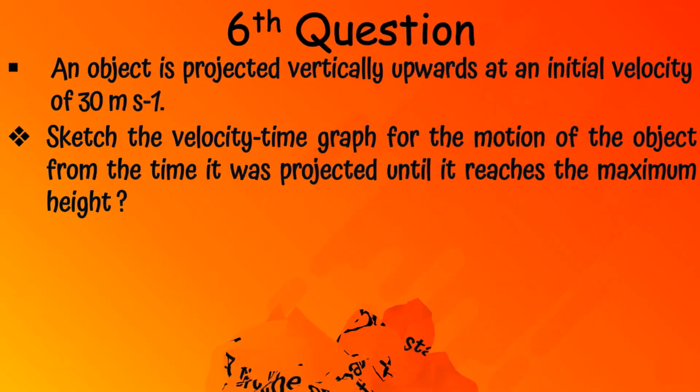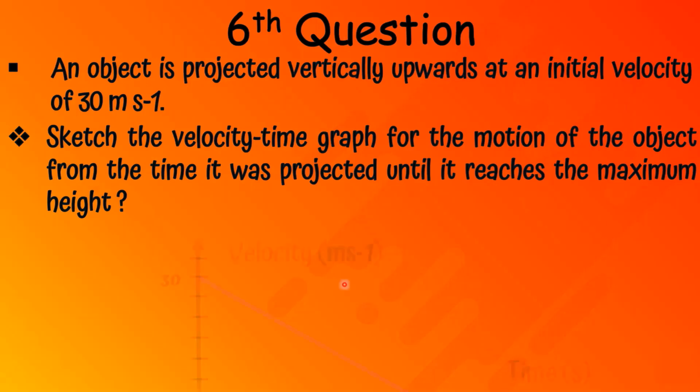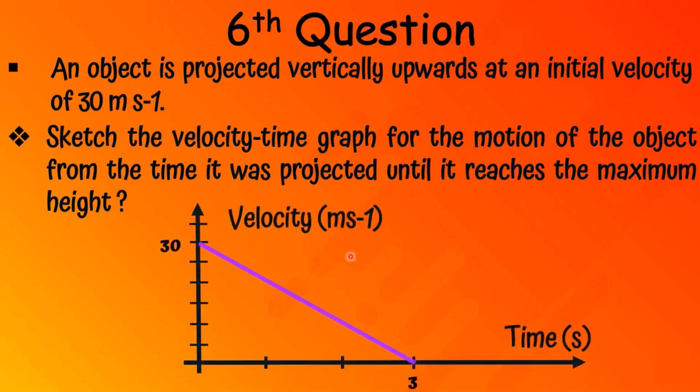An object is projected vertically upwards at an initial velocity of 30 meters per second. Sketch the velocity time graph for the motion of the object from the time it was projected until it reaches the maximum height. So it's like this. This is the graph.